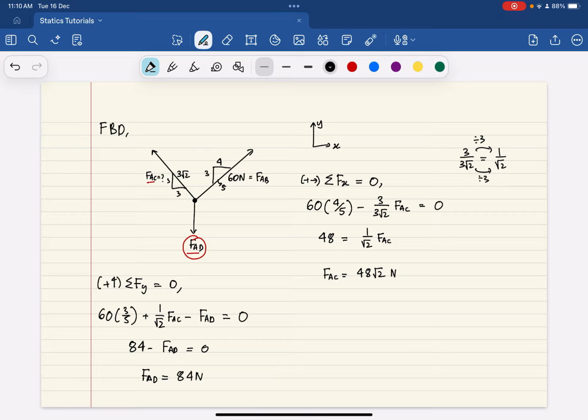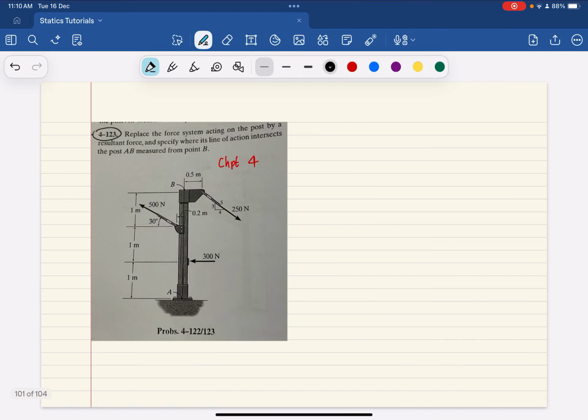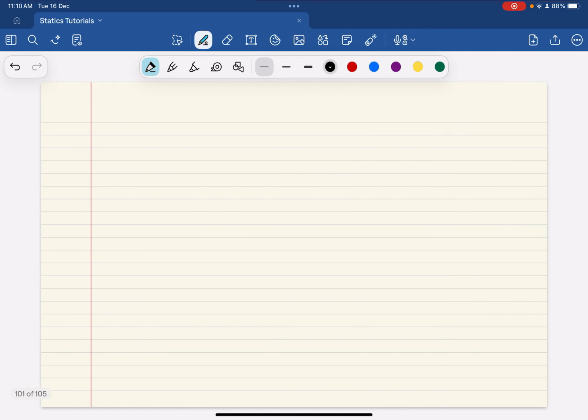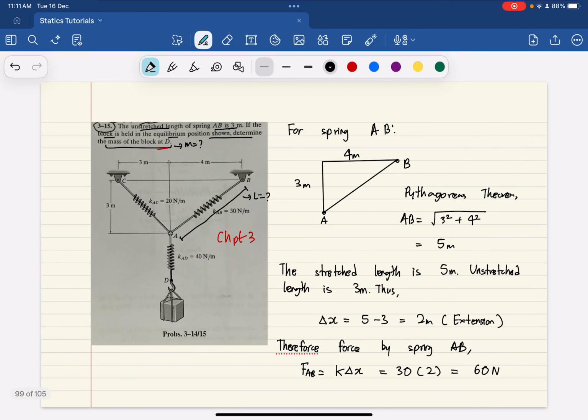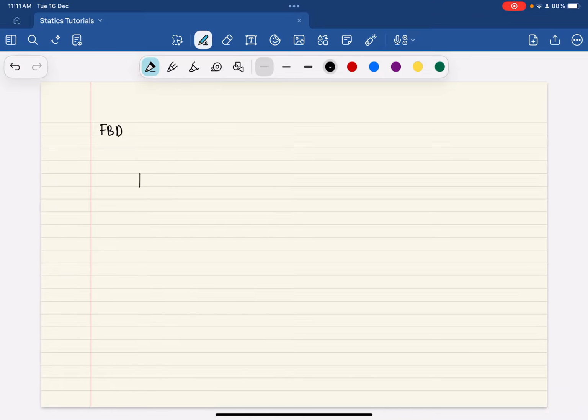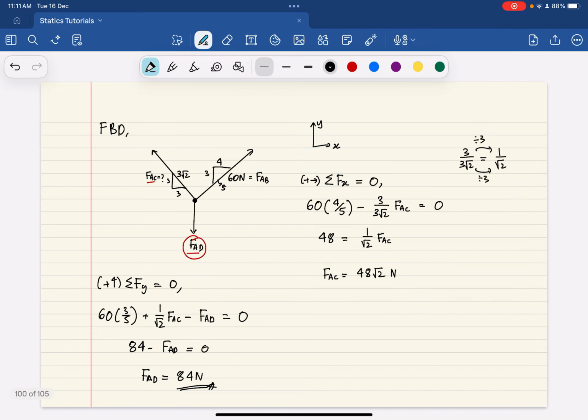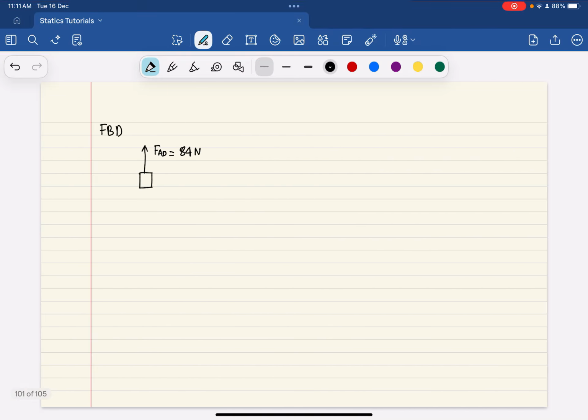Alright, cool. So we already know the FAD is 84 newtons. What I'm going to do now is draw another free body diagram, of the block itself. So this is the block at D in the question. This is FAD, which is equal to 84 newtons, and the block's weight itself, W equals 9.81 M.